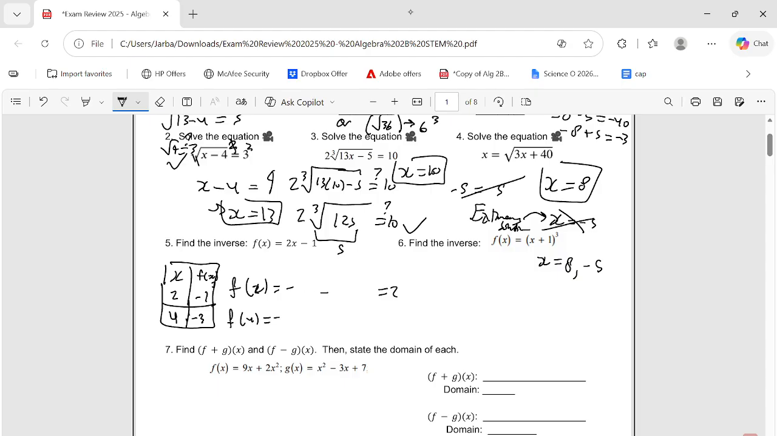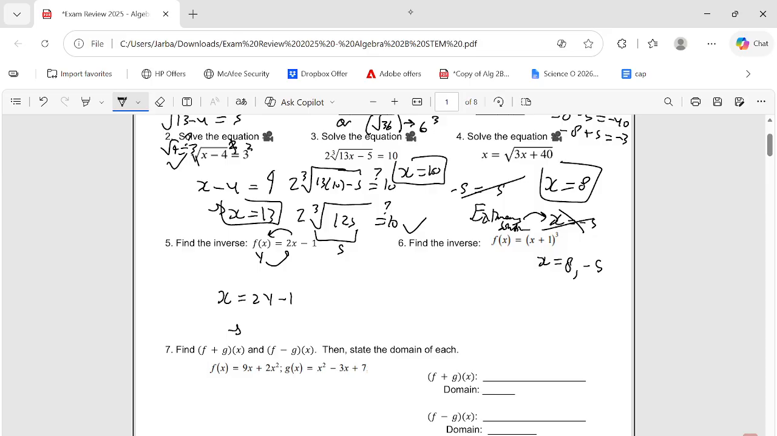So what you want to do when you're algebraically solving for the inverse is swap the inputs and the outputs. Instead of using f of x, let's use y. So we're going to swap y with x, and then you want to solve for that new y. So what we're going to get is x equals 2y minus 1. If I add 1 to both sides and divide by 2, I get y equals x plus 1 over 2, which is 1/2 x plus 1/2, but let's just leave it as that.